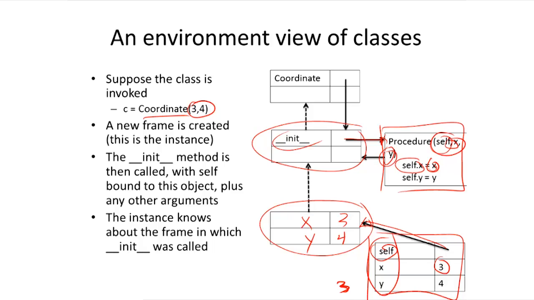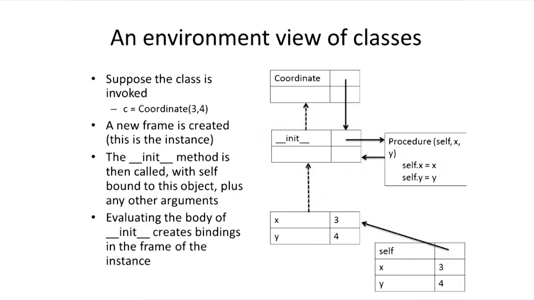I'll do that in a second, but notice that the instance knows about the frame in which init was called. It has information that keeps that around. So there's a chain here that I'm going to be able to use when I want to access information as I move forward. Okay, as we said, evaluating the body creates that particular set of instantiations.